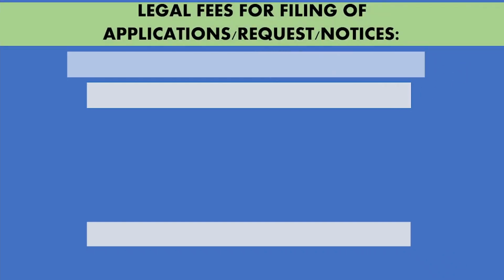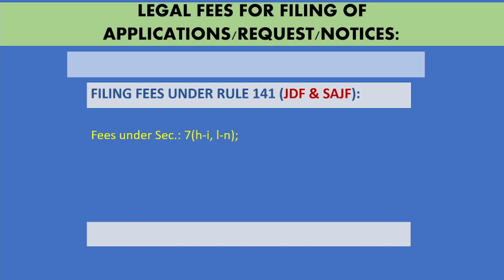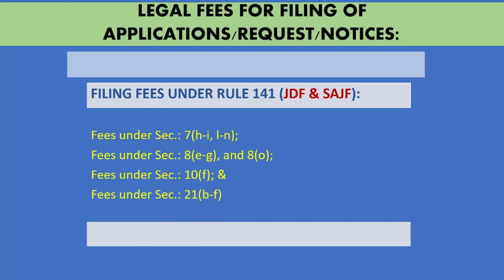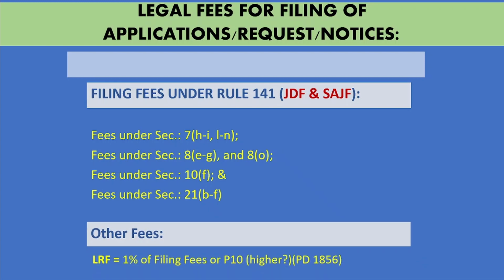And the next one, the second category, legal fees for filing of applications, requests, and notices. So under Section 7, H to I, L to N. Those are filing fees for filing of applications, requests, notices. For Section 8, only E to G and 8O. For Section 10, the 10F. For Section 21, B to F. Okay? And there is an LRF for these sections.